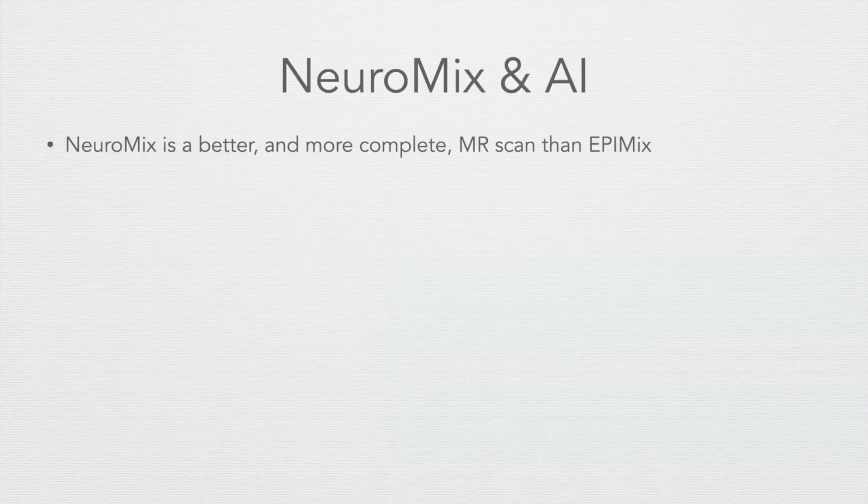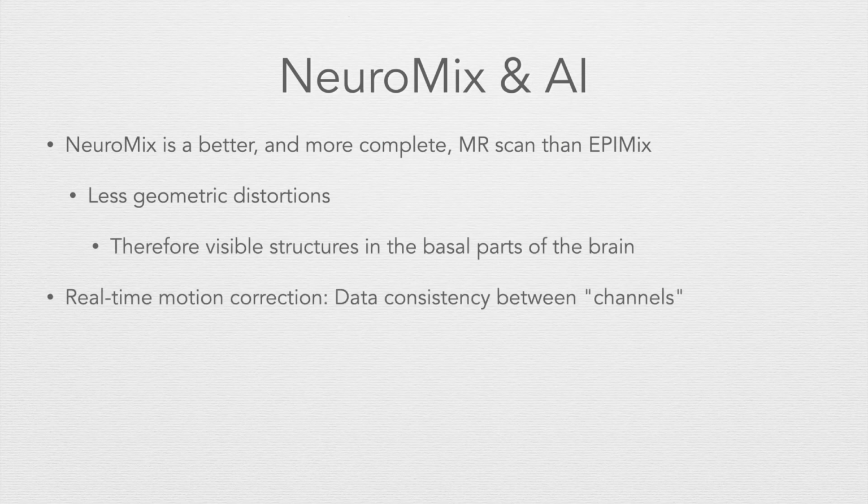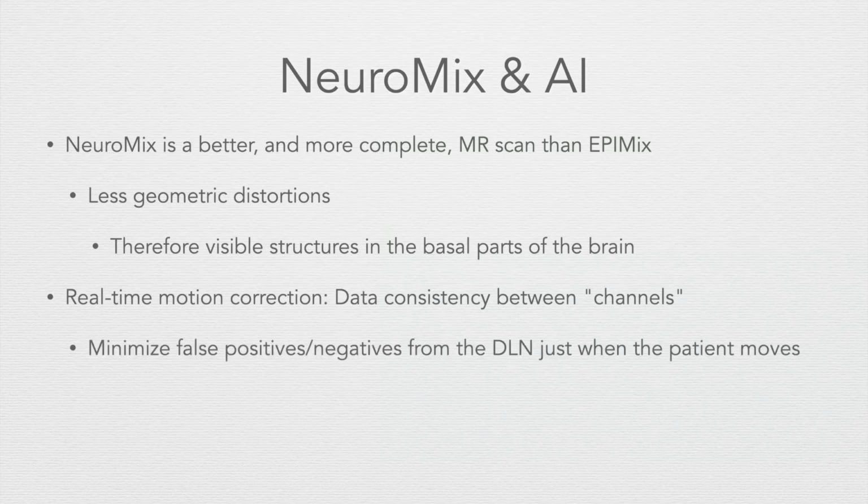So NeuroMix, if you think of NeuroMix for the future and AI, NeuroMix is a better and more complete MR scan than EPIMix. We have less geometric distortions, therefore visible structures in the basal part of the brain. And we are now going to do real-time motion correction as well with this. So we can get data consistency between the channels, and the channels here are different contrasts. So we hope that could minimize the false positive negatives from the deep learning network when the patient moves.